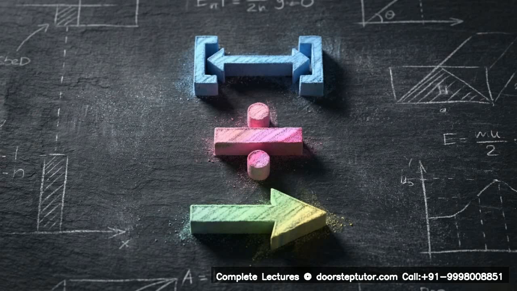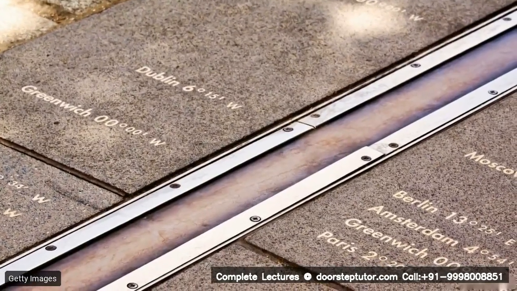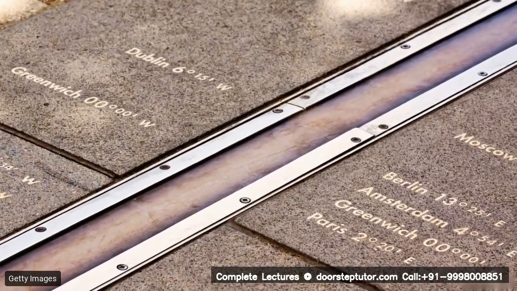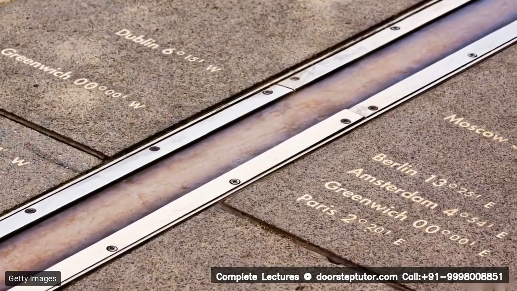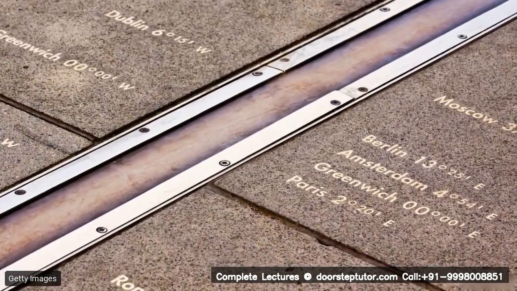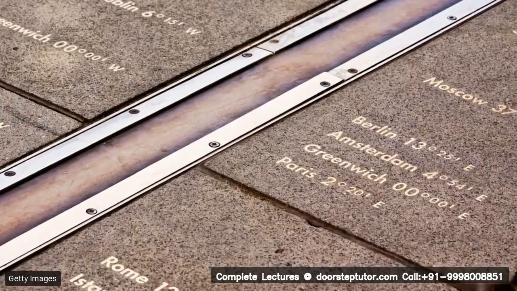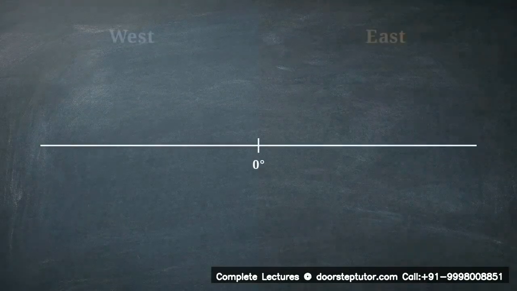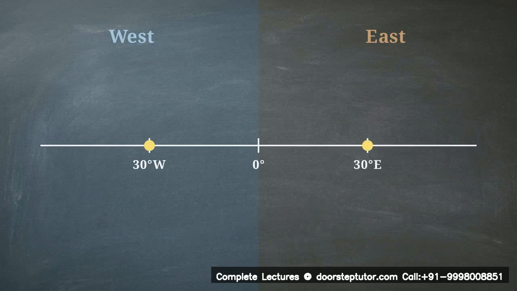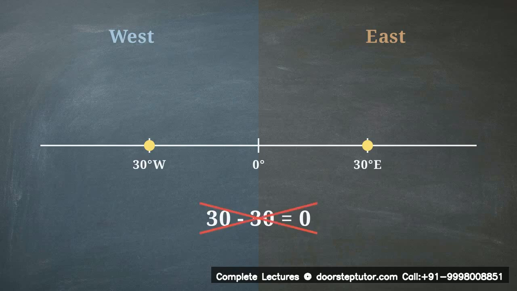any time zone calculation. At the Prime Meridian, coordinates switch from west to east. Simple subtraction fails to find the true gap when comparing locations across this 0-degree line. Consider the distance between 30 degrees west and 30 degrees east. On a linear scale, these points are not at the same location, yet subtracting 30 from 30 would suggest there is no gap at all.